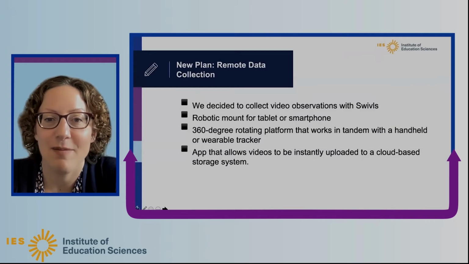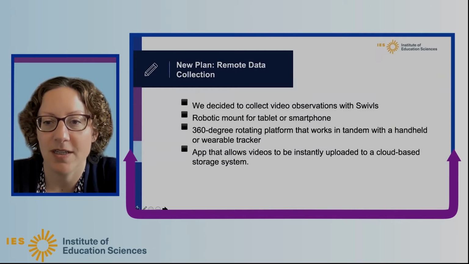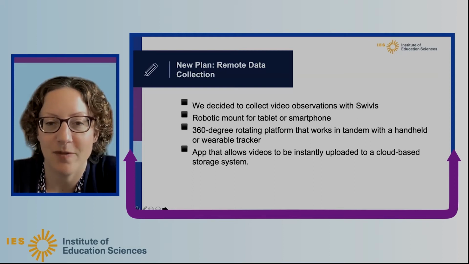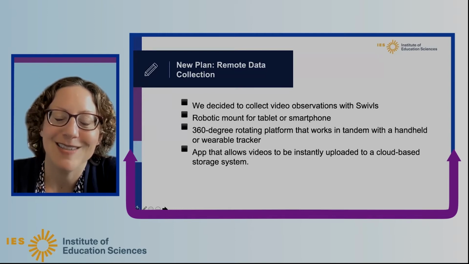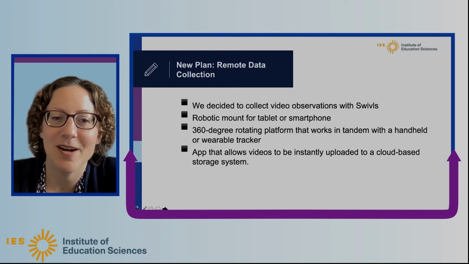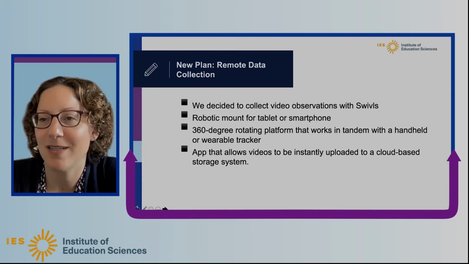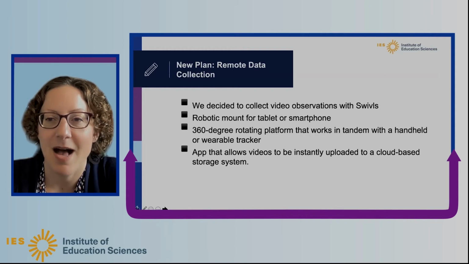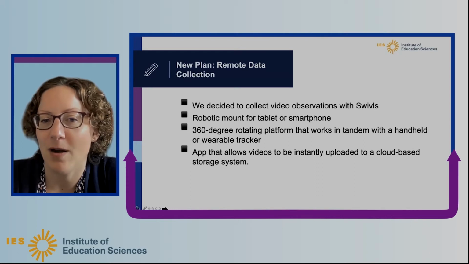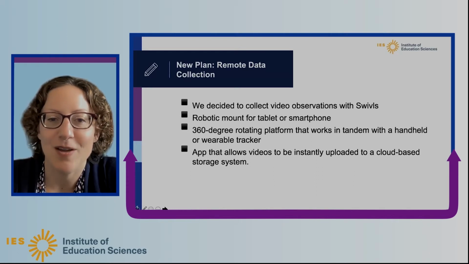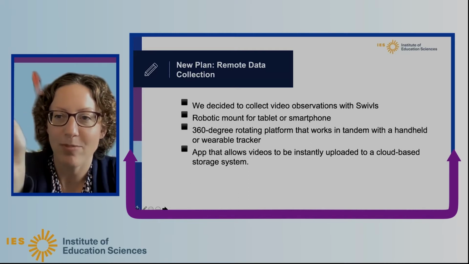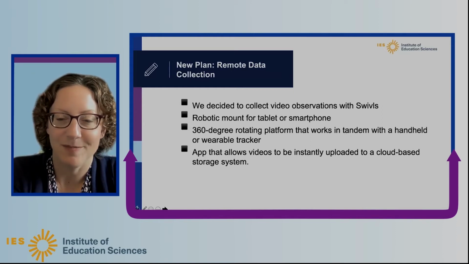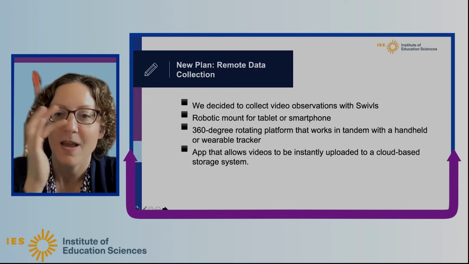So we switched from sending out in-person research assistants to go and get classroom video of literacy instruction, and we decided instead to use Swivels. So what are Swivels? Well, they're robotic mounts for either a tablet or a smartphone. And they rotate 360 degrees, and they follow whoever's wearing a wearable tracker. So if the teacher wears a wearable tracker, the Swivel will rotate the tablet to record the teacher, and will also pick up audio for the teacher.